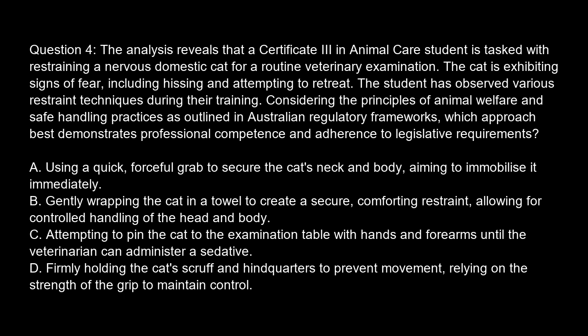Option A. Using a quick, forceful grab to secure the cat's neck and body, aiming to immobilize it immediately. Option B. Gently wrapping the cat in a towel to create a secure, comforting restraint, allowing for controlled handling of the head and body. Option C. Attempting to pin the cat to the examination table with hands and forearms until the veterinarian can administer a sedative. Option D. Firmly holding the cat's scruff and hindquarters to prevent movement, relying on the strength of the grip to maintain control.